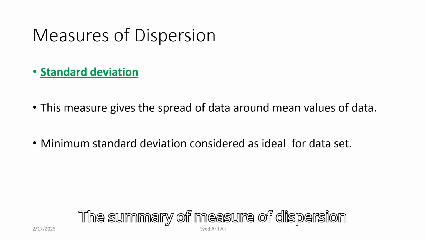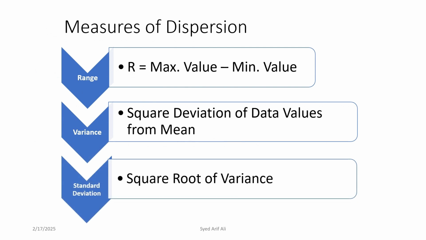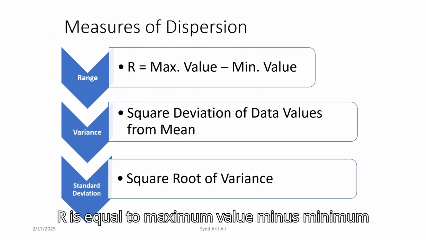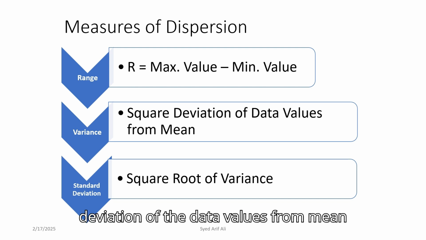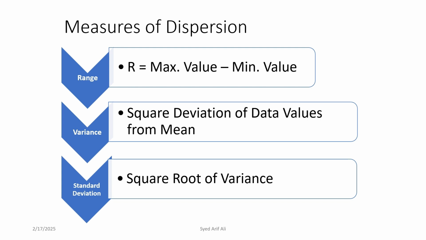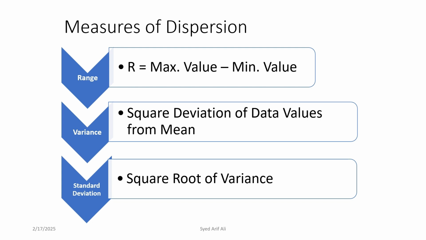The summary of measures of dispersion is: range R is equal to maximum value minus minimum value. Variance is the squared deviation of the data values from the mean, and standard deviation is the square root of the variance.